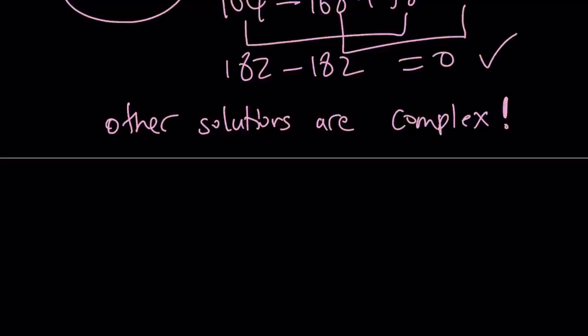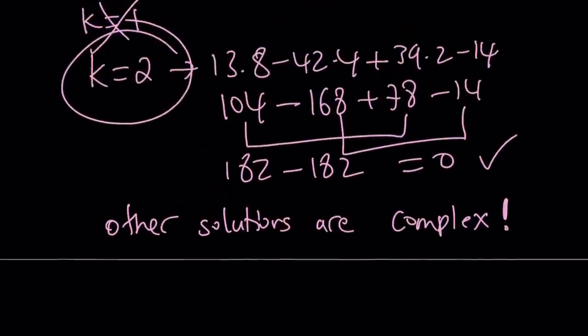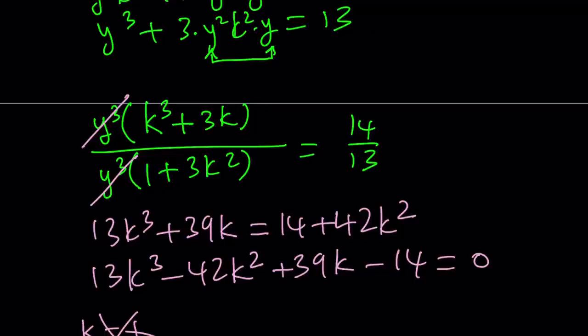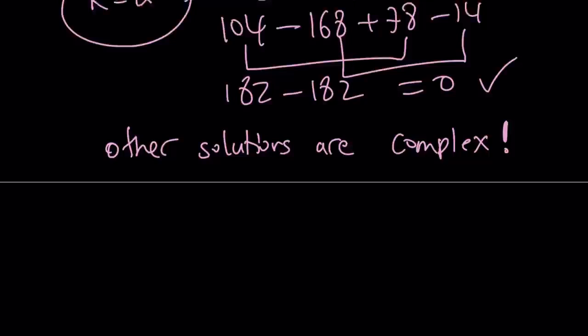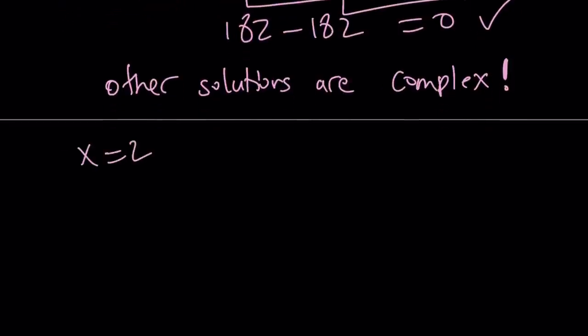So we found k, but how do you find x and y? Okay, let's check it out. We know that k is equal to 2, so k is equal to x over y, so we can replace k with 2, and that gives us x equals 2y.